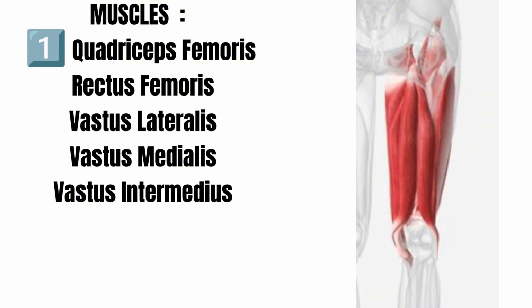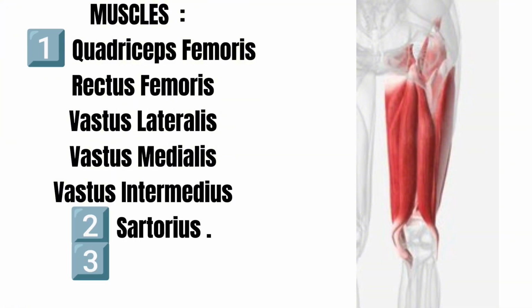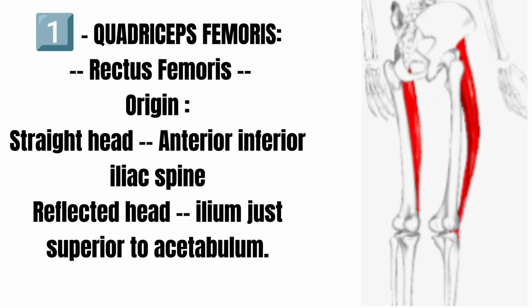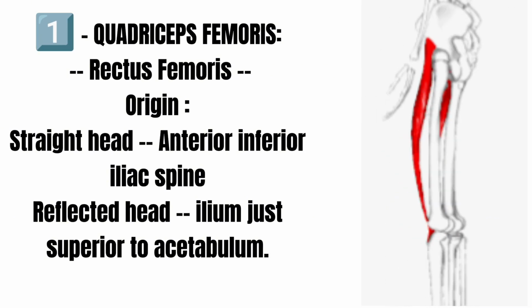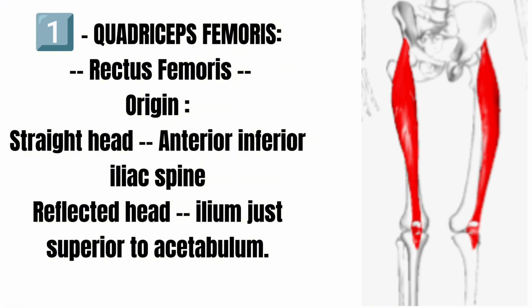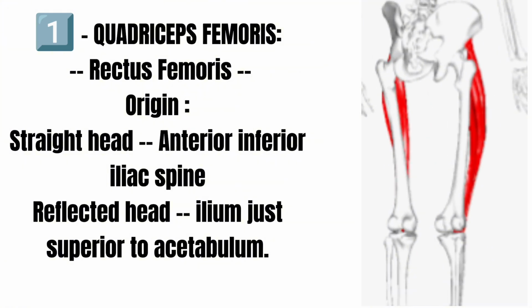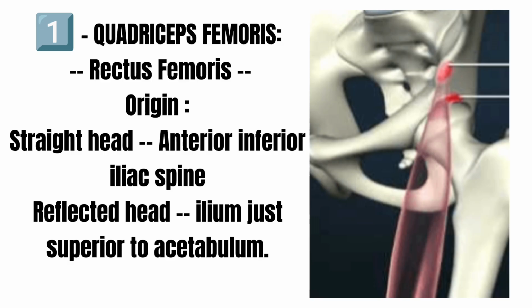This compartment has quadriceps femoris muscle, sartorius, and iliopsoas muscle. Quadriceps femoris muscle. Quadri means four, so it is the collective name for four muscles. So first we have rectus femoris muscle. It has two heads, straight and reflected. Straight head originates from anterior inferior iliac spine, while reflected head originates from ilium just superior to acetabulum.